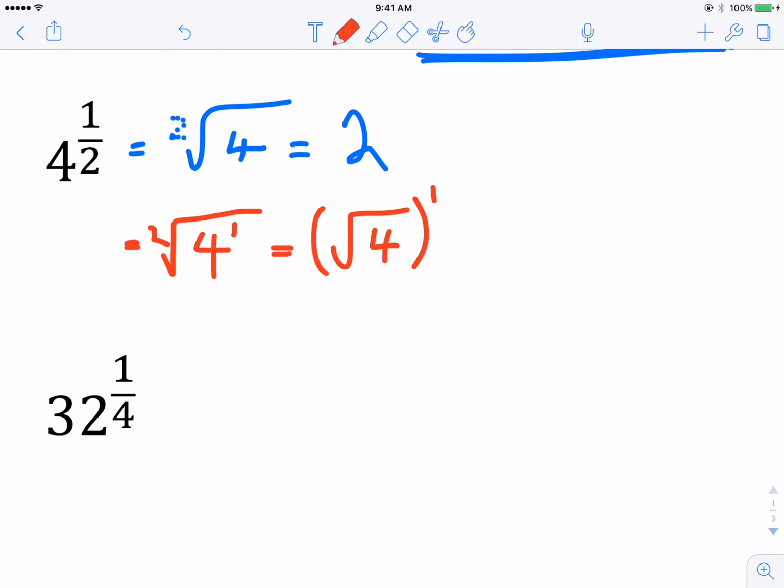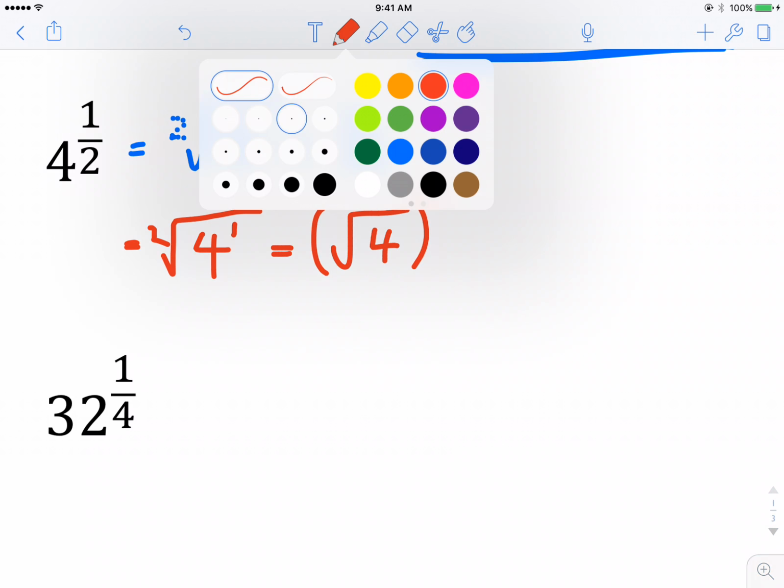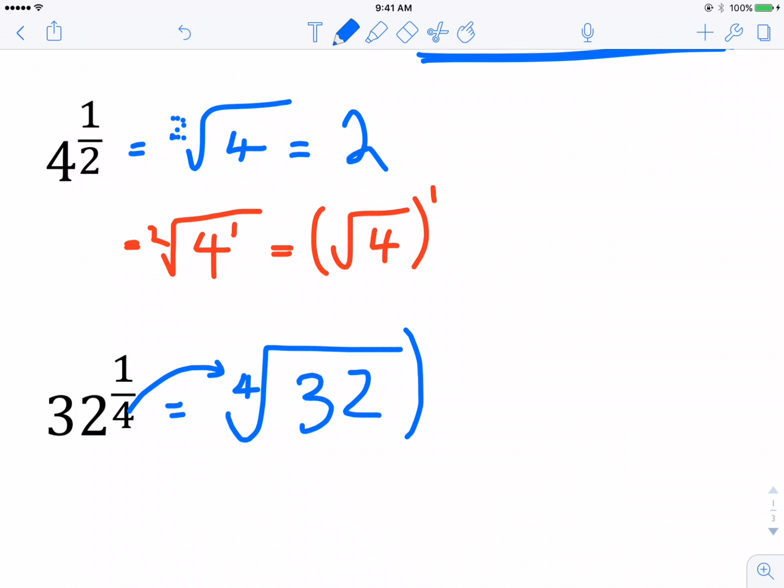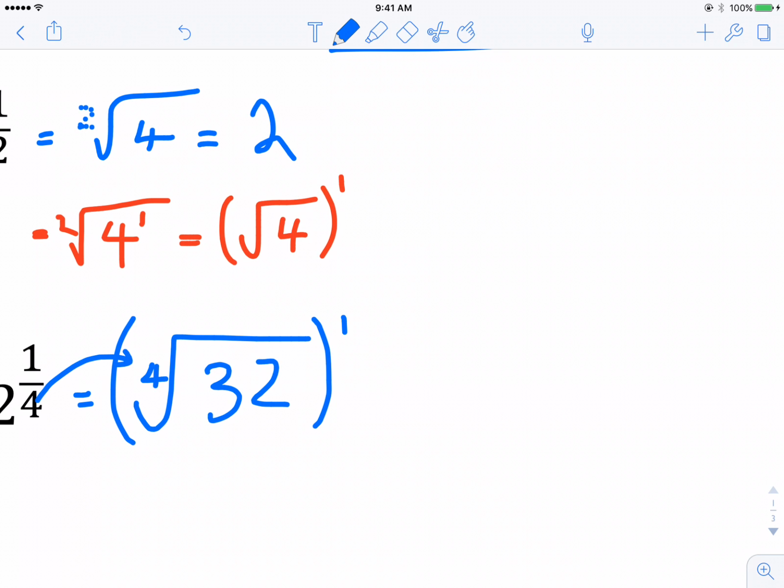32 to the power of 1 over 4. Well, if we follow this all the way through, this is going to be my radical sign, 32, all raised to the power of 1. The power of 1 I don't need to worry about because it doesn't change anything, so I can get rid of it. That's why you generally don't see this step, because anything raised to the power of 1 is just itself, so we don't have to write it down. So now I have the fourth root of 32.